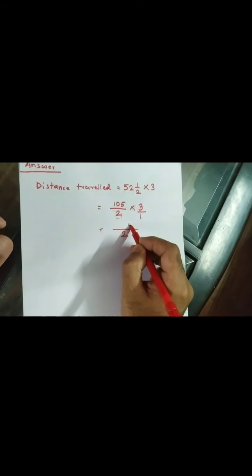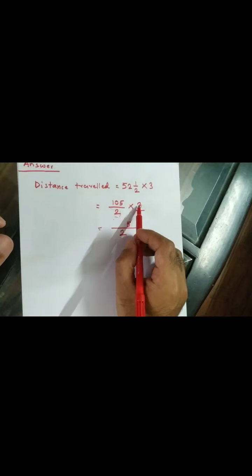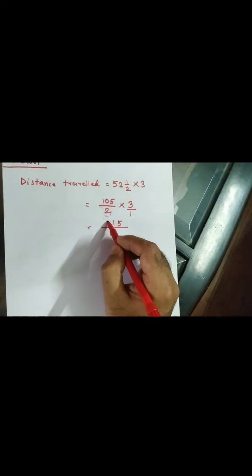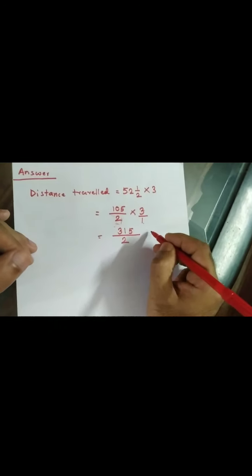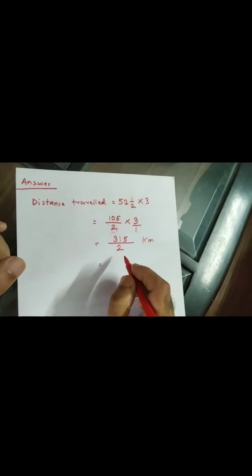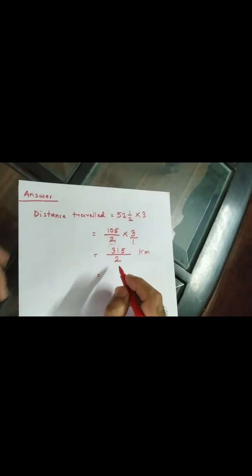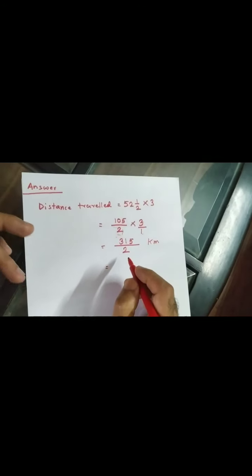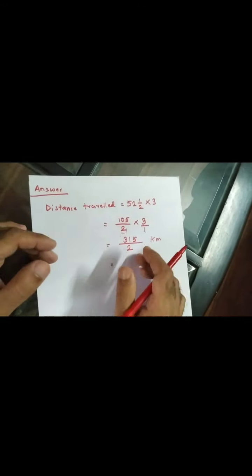We have 105 as the numerator on the first fraction and 3 as the numerator on the second fraction. So how much do I get? 5 into 3 gives me 15, carry 1. 0 into 3 is 0, plus 1 gives me 1. 1 into 3 is 3. So I get 315 by 2 kilometers. You can either leave it in this form or you can convert it into a mixed number. So what to do? Let's divide.